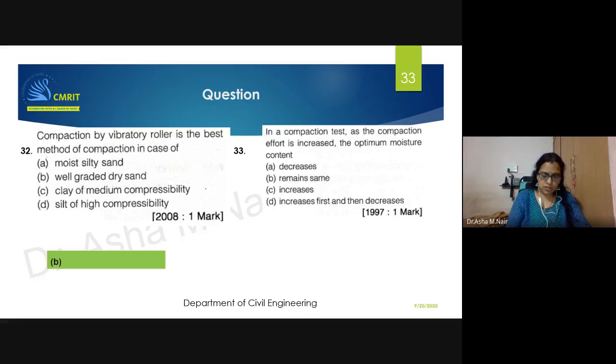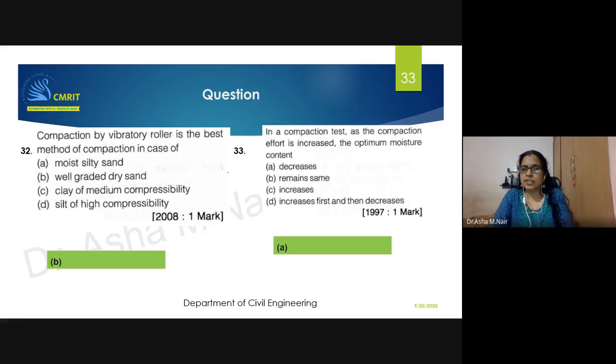Next question. In a compaction test, as the compaction effort is increased, what will happen to the optimum moisture content? As I told you, once the compaction effort is increased, the optimum moisture content will decrease. It is going to decrease.